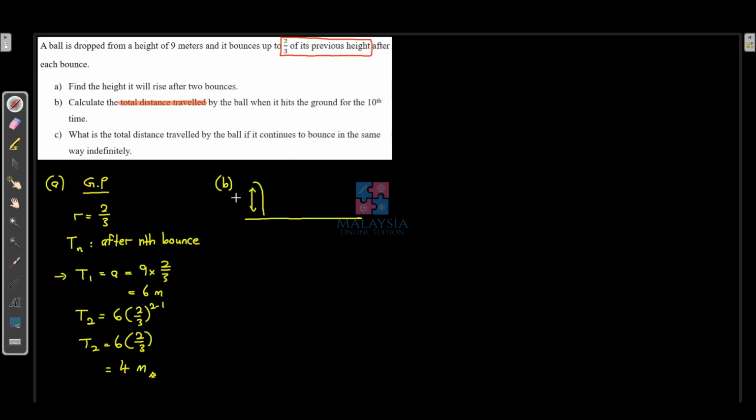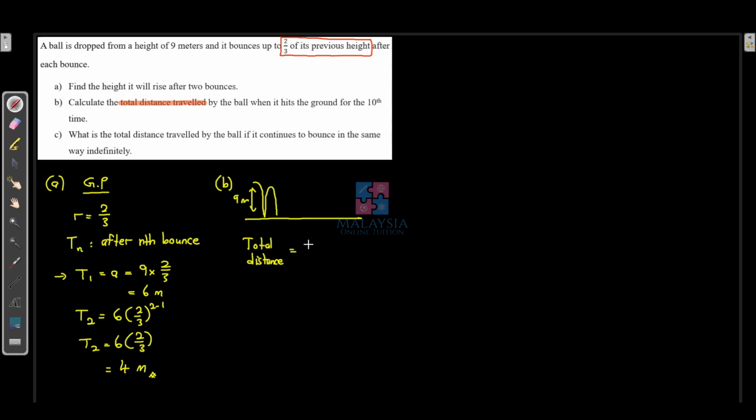So this is 9, and then it is going to bounce, gain a certain height, and then drop the same height. So in this case, you can see that after the first bounce onwards, it will form the geometric progression. For the total distance traveled, what you need to do is something like this. Total distance equals 9 meters, because 9 meters is not included in the geometric progression just now. The geometric progression starts with 6 meters, followed by 4 meters, and so on.